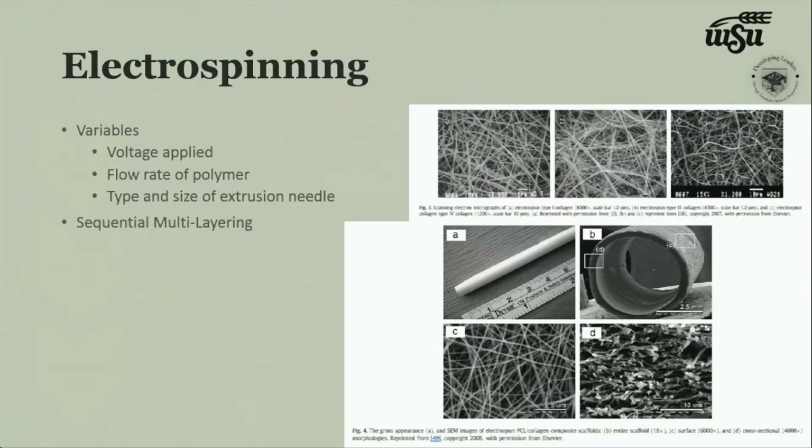So electrospinning is also pretty special because it's very customizable. We can customize through the voltage that's applied to the polymer, and then we can adjust the flow rate of the polymer. We can also change the size of the fiber that's coming out of the needle and through this extrusion needle that we saw on the other page.